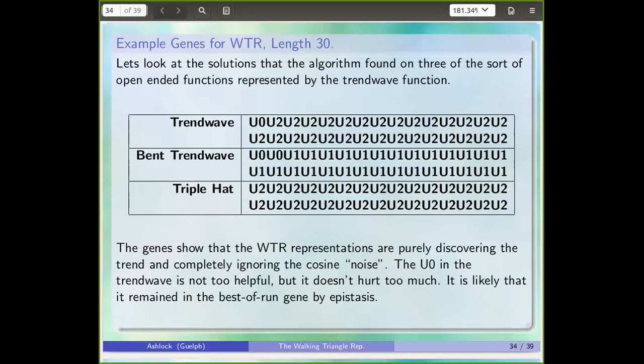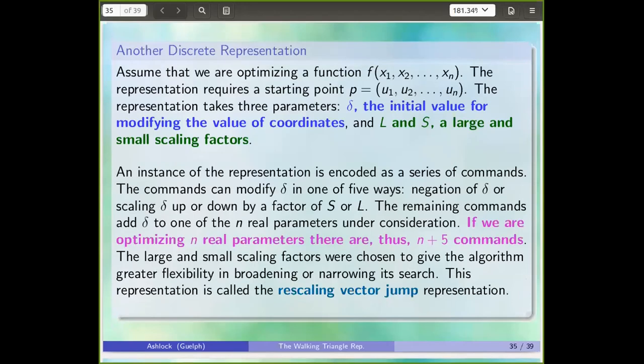I have a couple other examples of these open-ended functions. And as you can see, the genes that found the good results just get pointed in the right direction and then uncenter in that direction over and over and over. And after about three uncenterings, as it jumps, it's jumping past hundreds or thousands of cosine waves. And so it just ignores the confusing cosine noise. Okay, almost done.